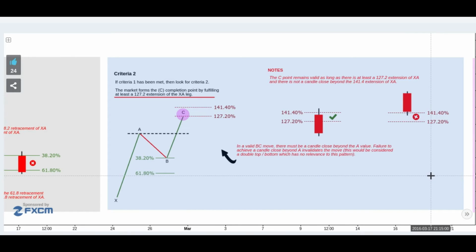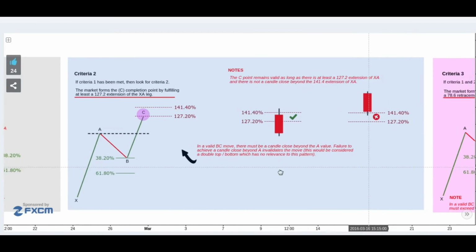Note: in a valid B to C move, there must be a candle close beyond the point A. Failure to achieve a candle close beyond the point A invalidates the move. This would be considered a double top or double bottom, which has no relevance to this pattern.